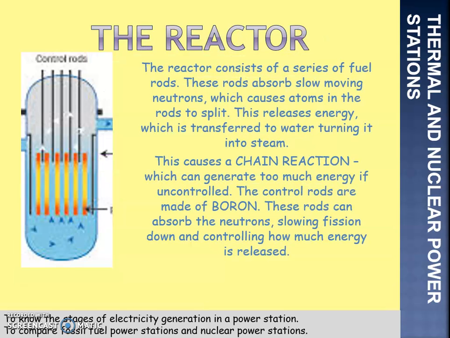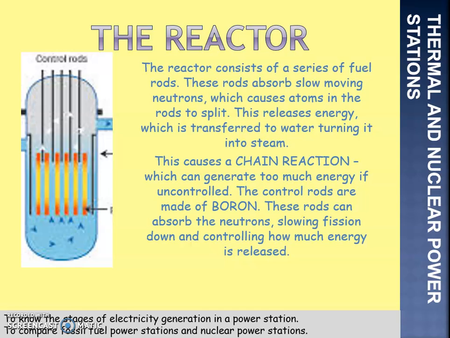The reactor itself consists of a series of fuel rods. These rods absorb slow-moving neutrons, and it's these slow-moving neutrons which cause the atoms to split. It causes that fission. When fission occurs, that releases energy, which is transferred to water, turning it into steam. This causes a chain reaction.